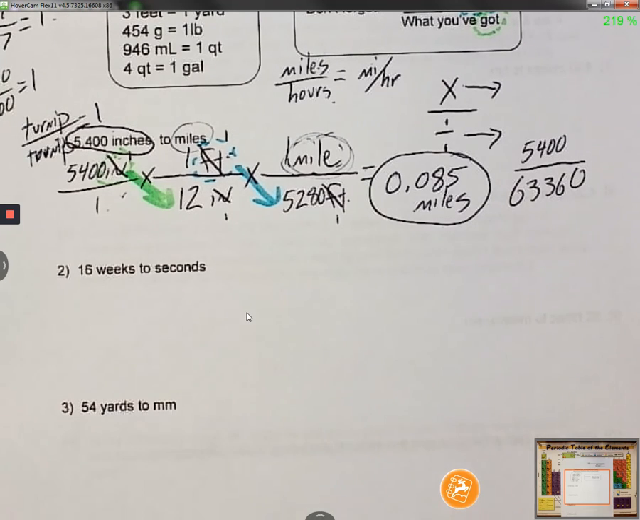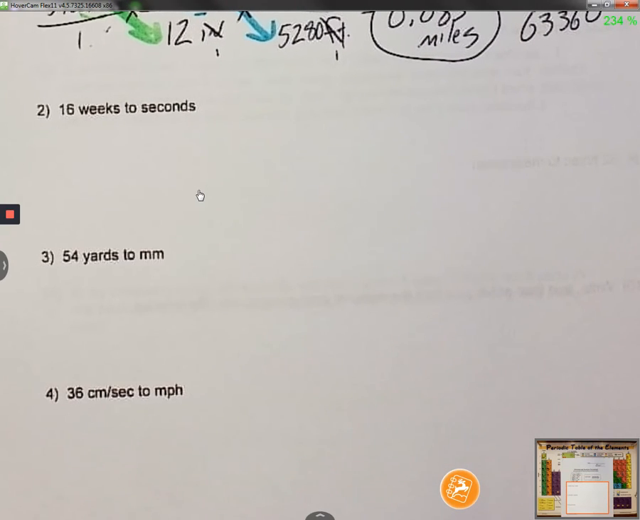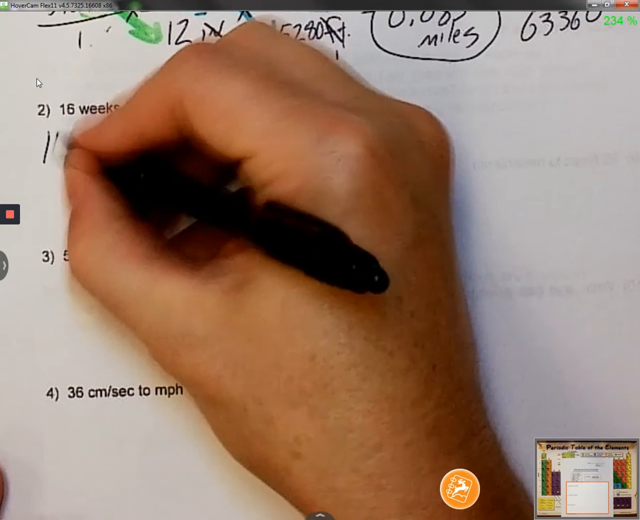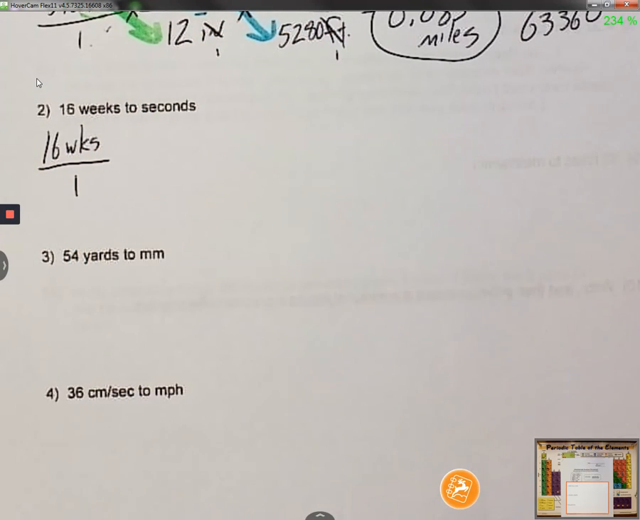Let's take a look at number 2. Problem number 2, we've got 16 weeks. We need to change it into seconds. So we're going to start with the quantity that they give us, which here is 16 weeks. And what are we going to do with those 16 weeks? Now, I think it's extremely important that I mention you can't just put the numbers and leave the units off. The units tell you what goes where. You have to write the units, or this all falls apart. There's way too much to keep track of, and y'all are good, but you're not that good.